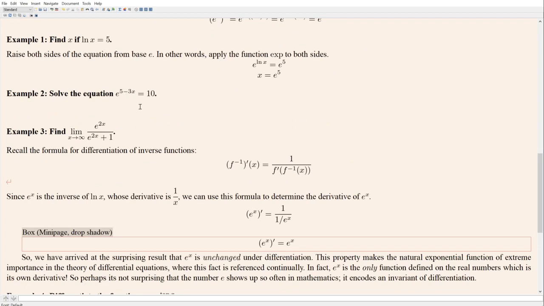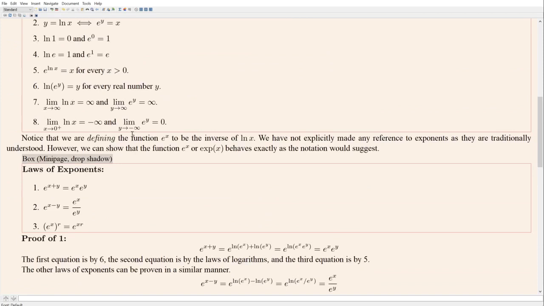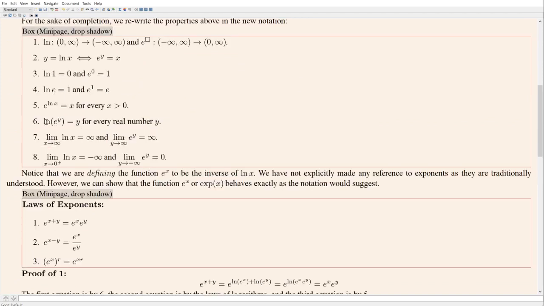Solve this equation. Okay, well, we want to get x out from the exponential position, so one way we can do that is by canceling out this e. How do we do that? Well, by taking the log of both sides. So now I'm going to use property 6 here, that log and e cancel each other.